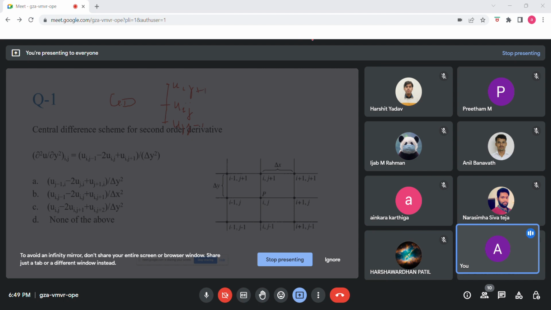So in central difference, what you will be getting to see is that it will be u i comma j plus 1. To get the value at this point when you are using central difference, this one, can you just see this? Is this clear, or do you want me to write by some other means? No, ma'am, it is clear.